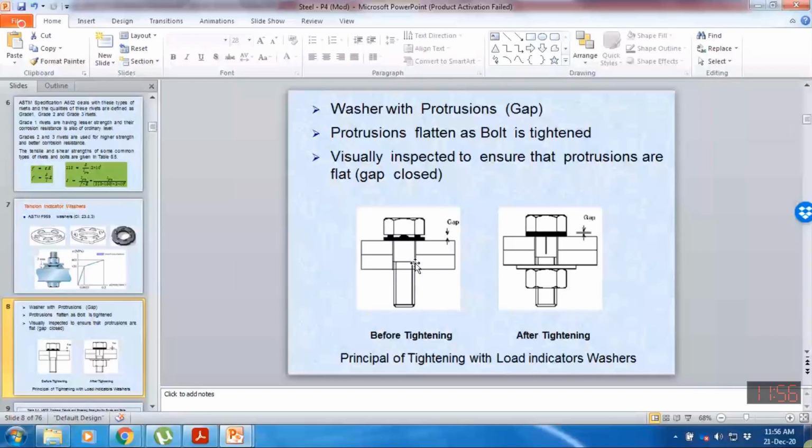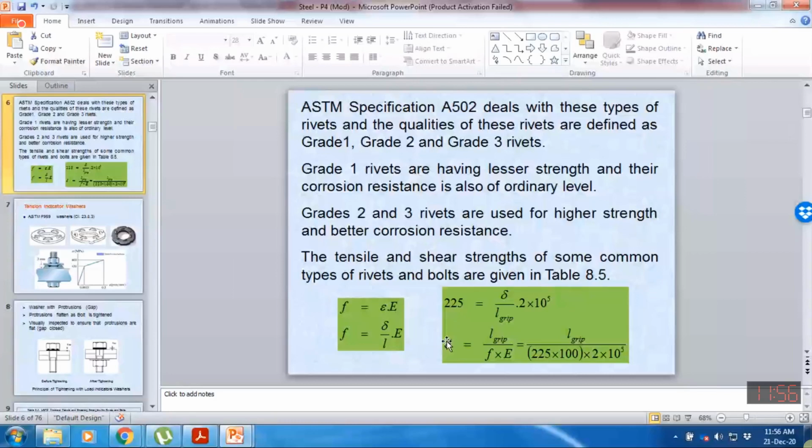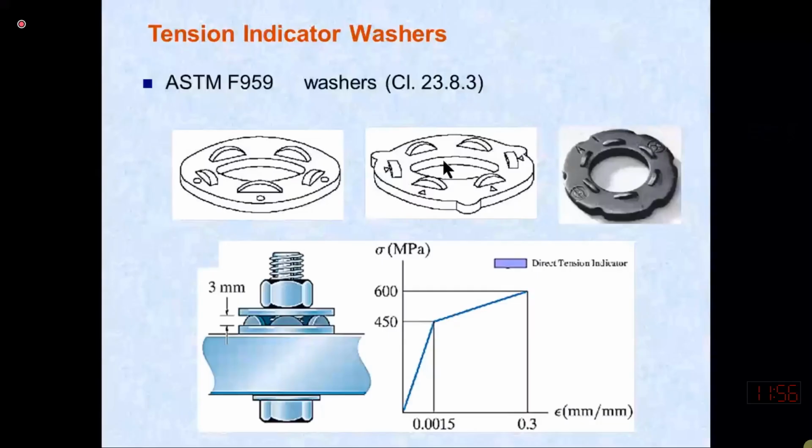So this delta is 1.5. When I am tightening, I will monitor the distance between these washers. And when the thickness of this washer is reduced by 1.5 millimeter, it means that I have provided a deformation of 1.5 millimeter. And corresponding to this deformation of 1.5 millimeter, I have provided pre-tensioning of 225.